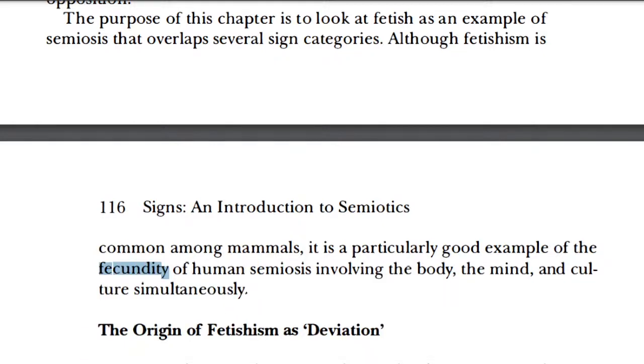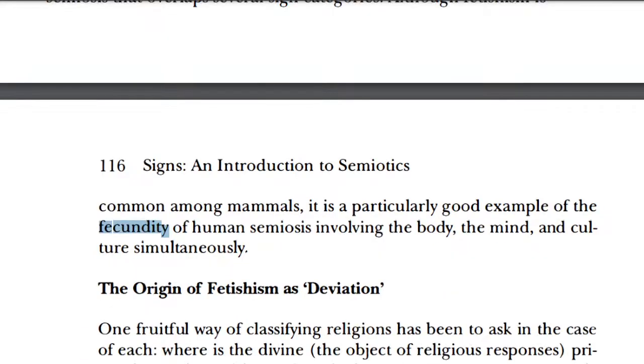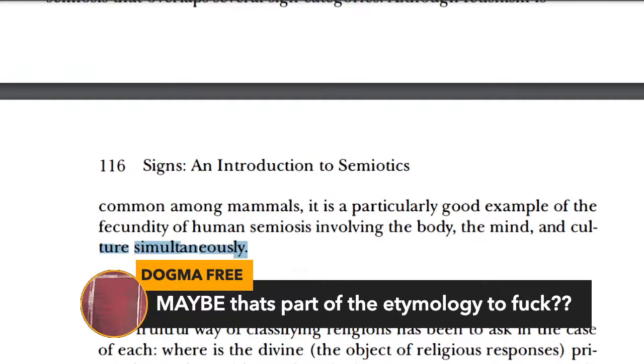It would be literal. Okay, so the fecundity of human semiosis, involving the body, the mind, and the culture simultaneously. And we say culture. I like the context. I think we got culture from, I can't remember if it was, I think it was Cassirer, one of these philosophers we were reading in one of the other streams, but culture was nicely, dogma, I was really wondering about that. Fecundity, because it sure sounds like fecundity.